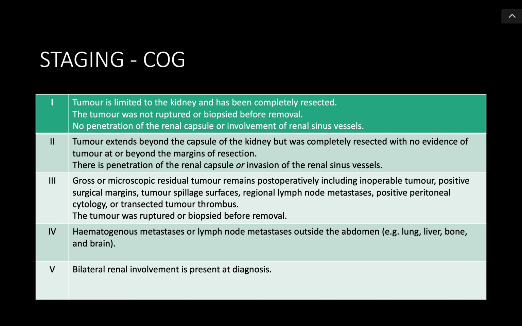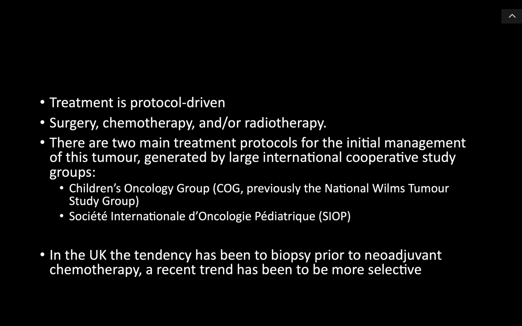Stage 4 is when there is a hematogenous metastasis to the liver or lung or bone. And stage 5 is bilateral Wilms tumor. Okay. What do you think the treatment for this patient will be?